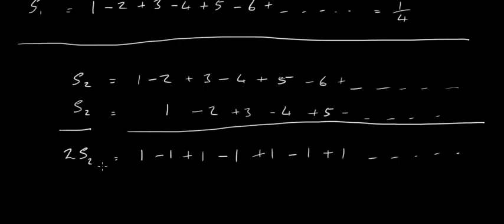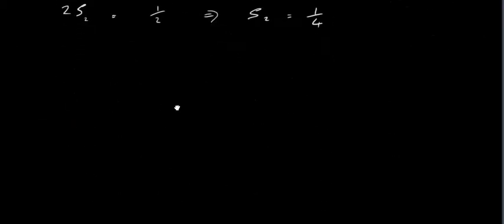So 2 S2 is going to give me this series here again, this Grandi series. So I know that that's been assigned a value or equal to half. Okay, so divide both sides by 2 here, and I get S2 here equal to a quarter. Okay, so that works again. Let's try another way, another method.